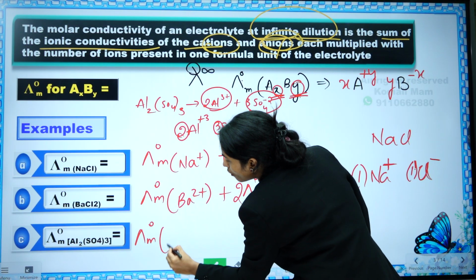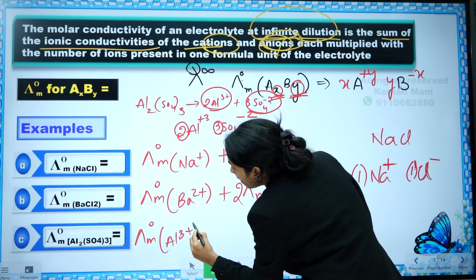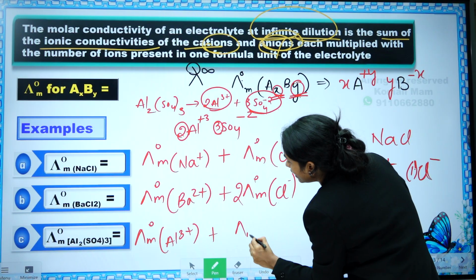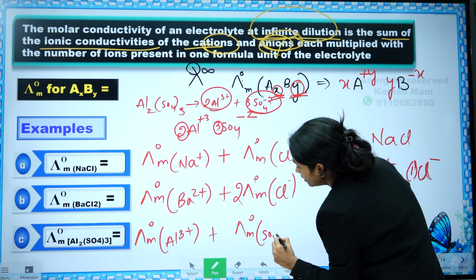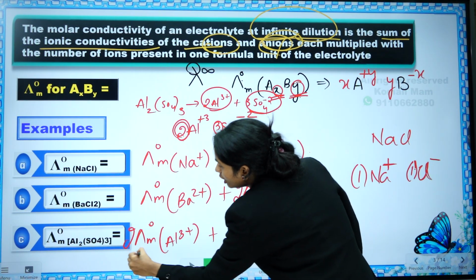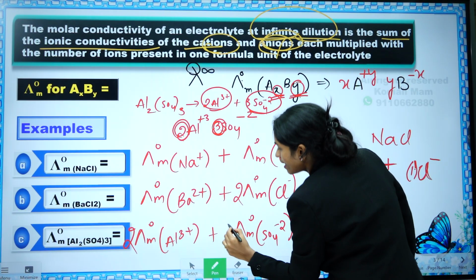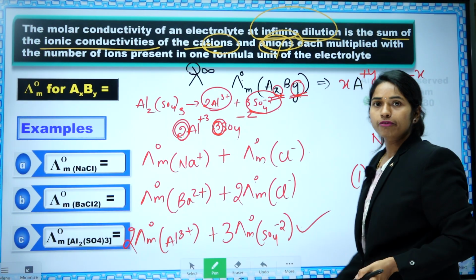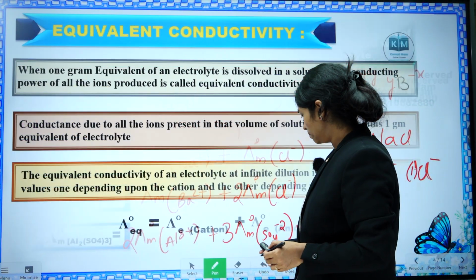Molar conductivity of aluminium ions plus molar conductivity of sulfate ions. But what is the stoichiometry number? Here 2 aluminiums, write 2 before. Here 3 sulfate ions, write 3 before sulfate. Clear? Now let us see.